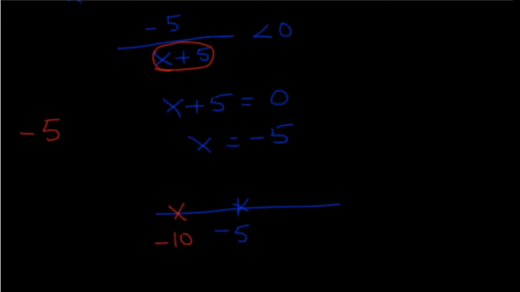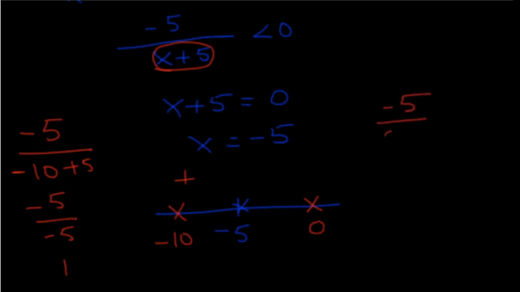So let's pick a number left of negative 5, let's say negative 10. Plug it in. I have negative 5 over negative 10 plus 5, and that will be just negative 5 over negative 5, which is positive 1. So this thing will be positive. Let's pick a number to the right of negative 5. Let's say 0. I have negative 5 over 0 plus 5, and that will just be a negative 1, which will be negative.